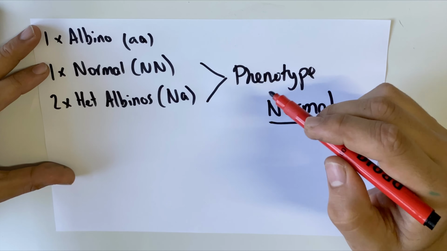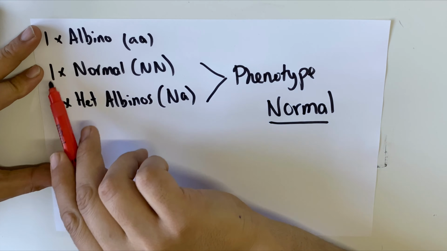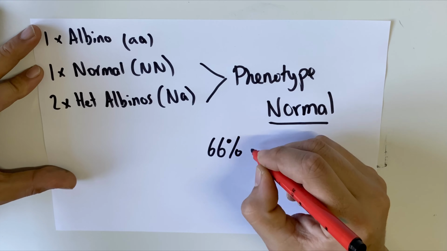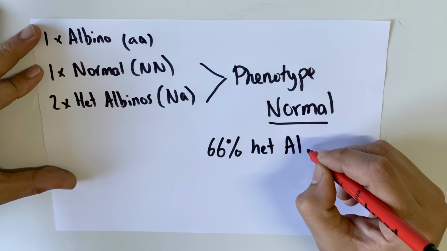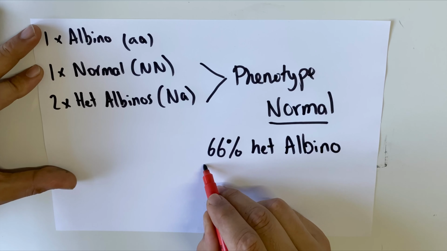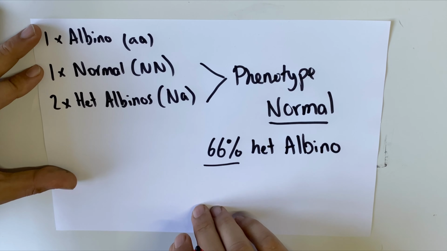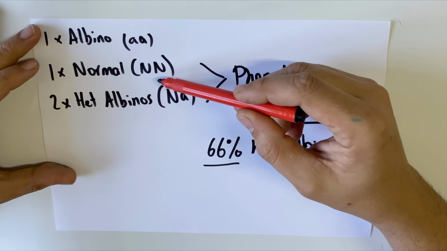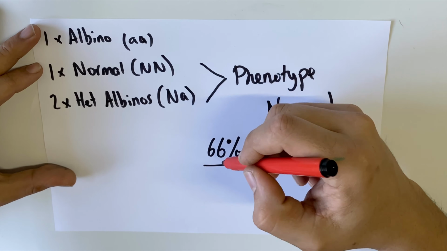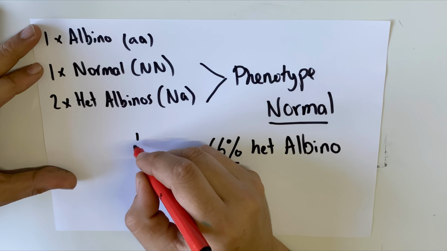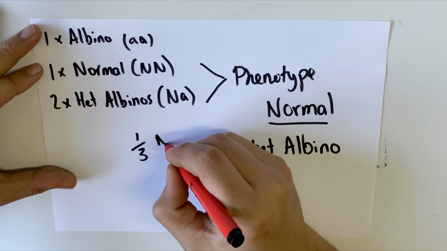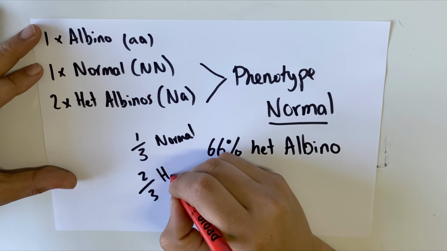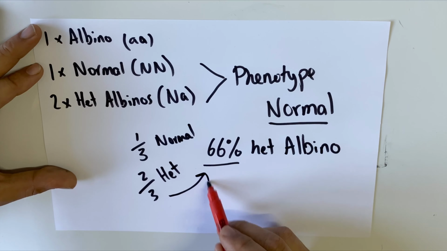So in this case, all three of these animals would be labeled 66% het albino. And where does that actually come from? Where does this 66% come from, and what does it actually mean? Well, the 66% comes from the fact that there are three animals in this case, and one out of three would be normal, and two out of three of them would be het. So two out of three as a percentage is 66% het.